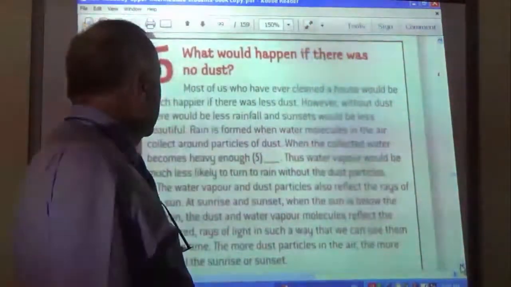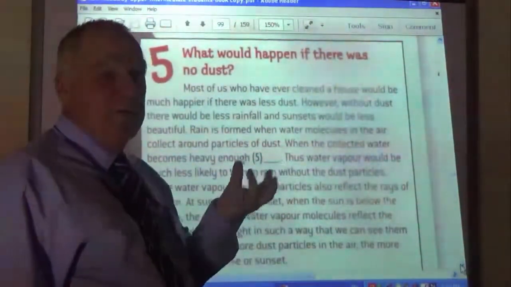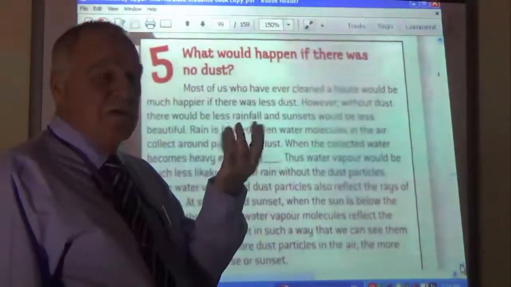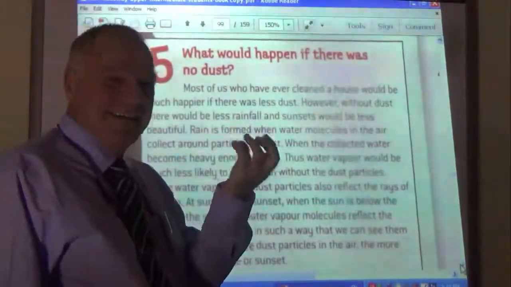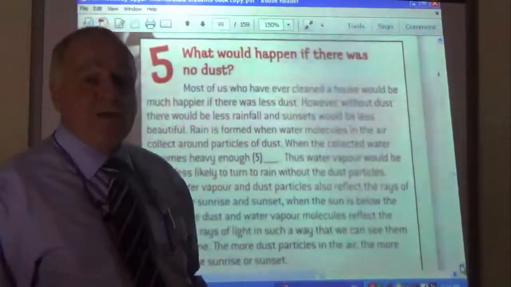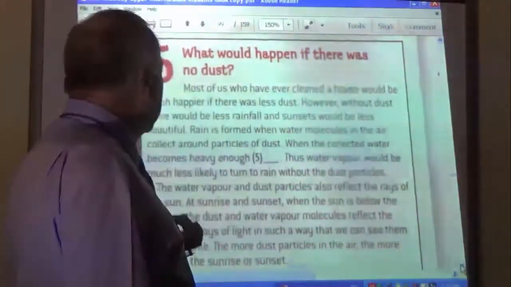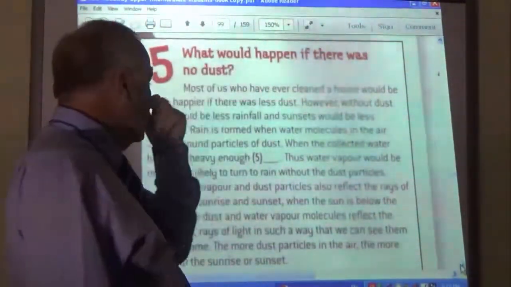So without dust particles, the water vapor would have nothing to collect against. Without the dust, the water molecules would have nothing to collect around, and so they would just stay up as clouds in the sky.